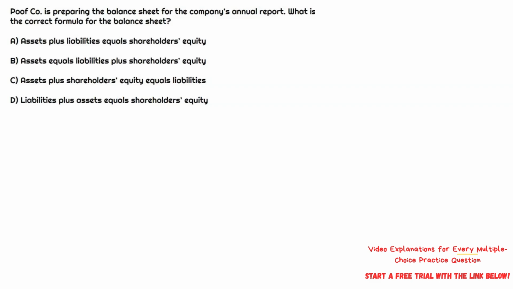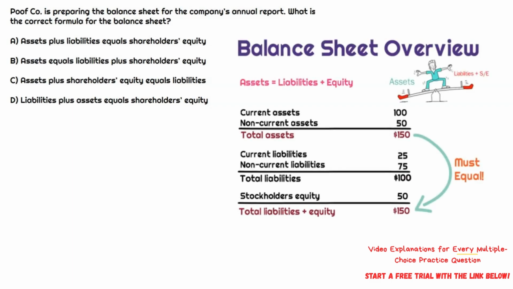So in this question, we have Poof, and they are preparing the balance sheet for the company's annual report. Now, at the end of the day, we have to remember the basic formula for the balance sheet, right? As it implies, the balance sheet must actually balance. But what does that mean? Well, as you can see in the visual, assets must equal liabilities plus equity, right? That's the only way the balance sheet can balance.